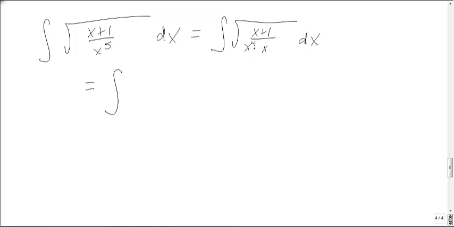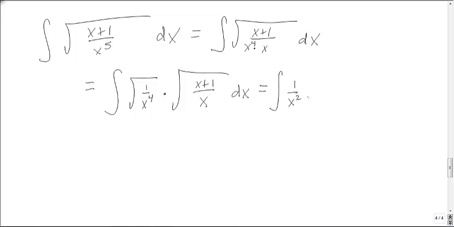And then I can pull out the square root of 1 over x to the 4th here. And then I'm left with square root of x plus 1 over x. So I'm just doing some algebra here. Now 1 over x to the 4th, the square root of that is going to be 1 over x squared. Everything's positive, so I don't even have to worry about domain issues. I guess I can't have x equal to 0. So I'm going to get 1 over x squared.